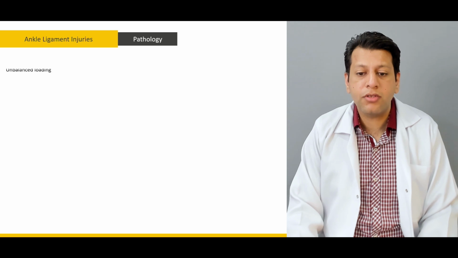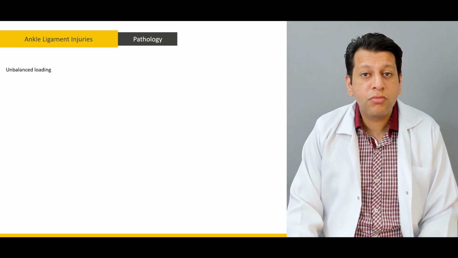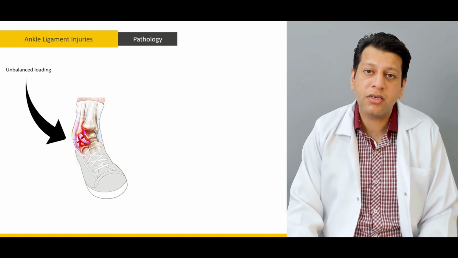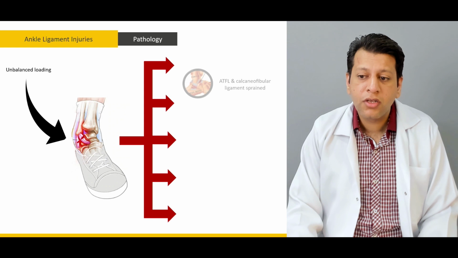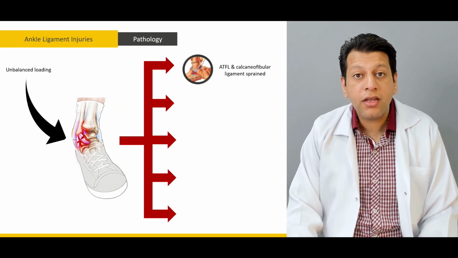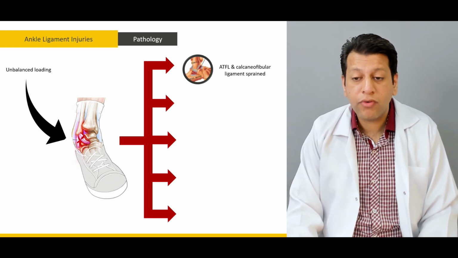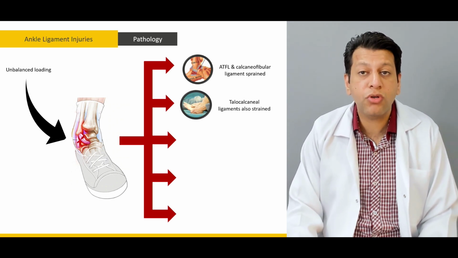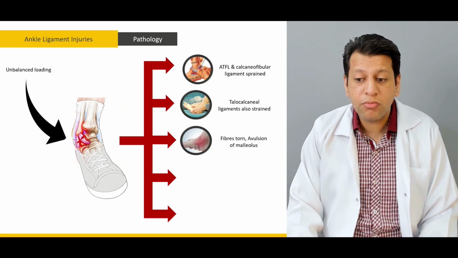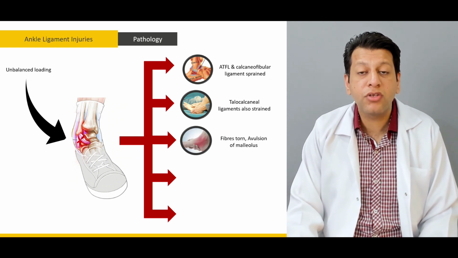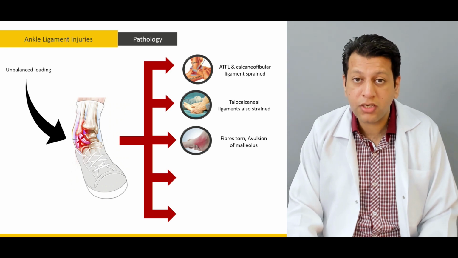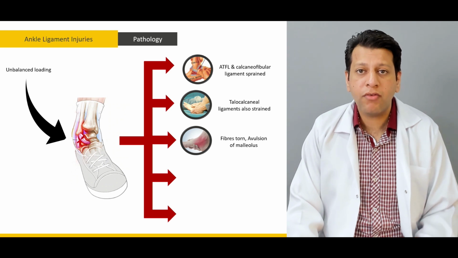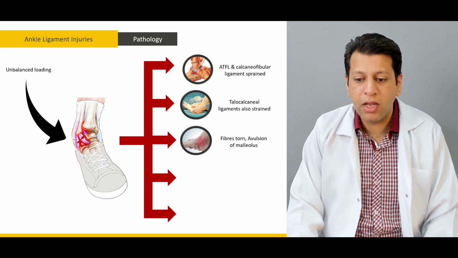Now coming to the pathology. The cause is most commonly unbalanced loading. Most commonly when the lateral ligaments are injured, it is always inversion injuries, which can lead to ATFL, that is anterior talofibular, and calcaneofibular ligament injury. The calcaneal ligaments may also be sprained as well. That needs to be ruled out. Fibers may be torn, or avulsion of malleolus fractures may be seen on the X-ray as well. Most of the time the X-rays are normal, but there may be avulsion injuries of the lateral or medial malleolus.